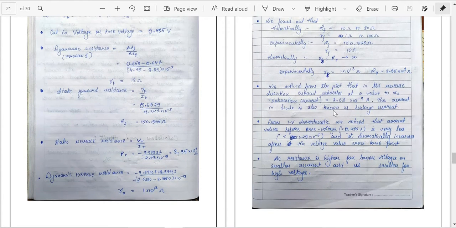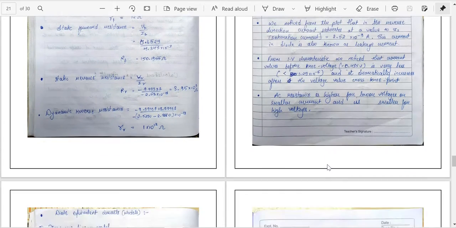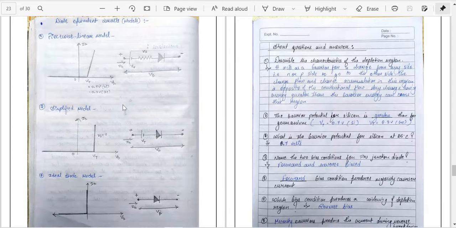We notice from the plot that in the reverse bias direction, current saturates at a value of saturation current, that is 2.5 times 10 to the power minus 9 ampere. This current in the diode is also known as the leakage current. And the last point: AC resistance is higher for the lower voltages or smaller current, and is smaller for the higher voltages. And then I have drawn some diode equivalent circuit models.